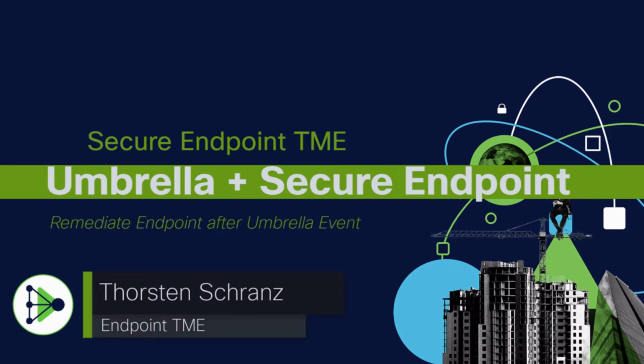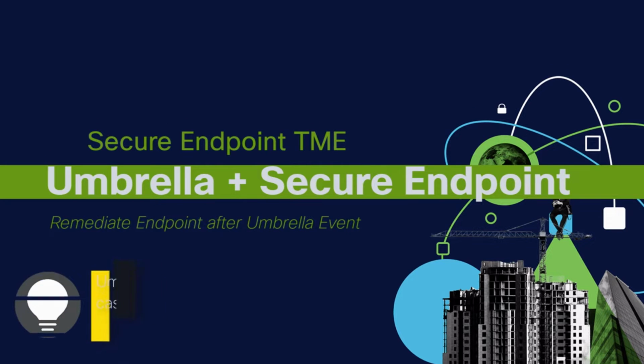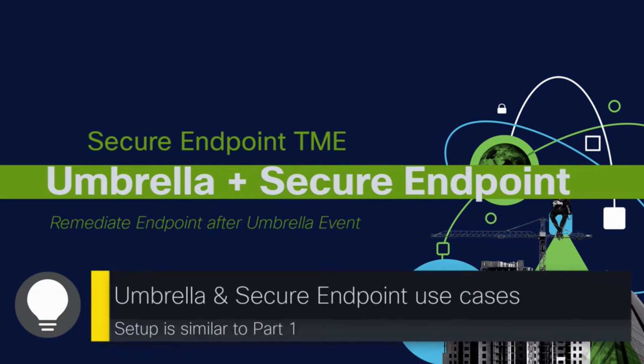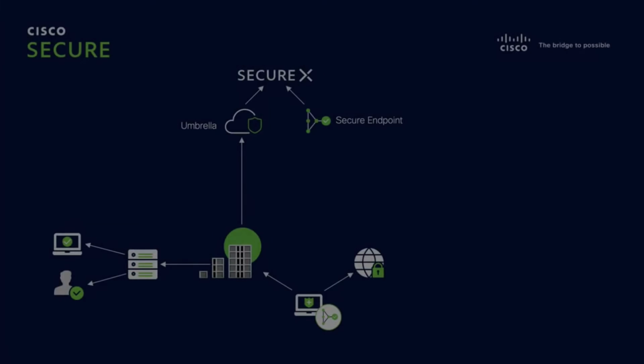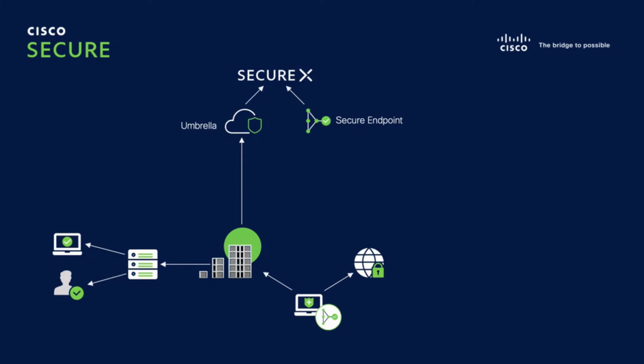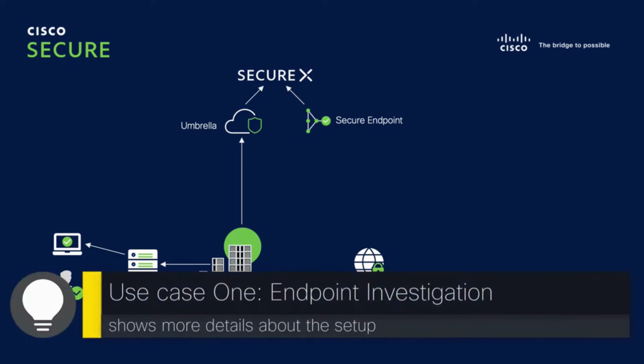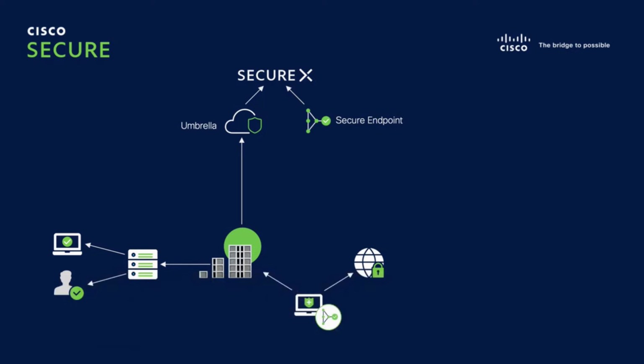In this session we want to take a look into an integration use case involving Cisco Umbrella and Cisco Secure Endpoint. As a remediation task, we will disconnect an endpoint from the network after Umbrella blocked malicious traffic. The setup for this use case is similar to the previous use case, where we did real-time investigation on the endpoint. SecureX and Secure Endpoint are in place.